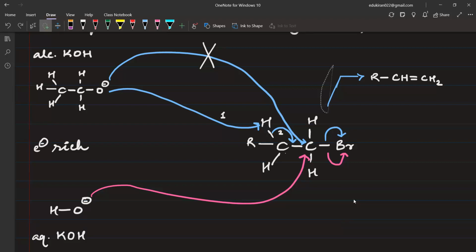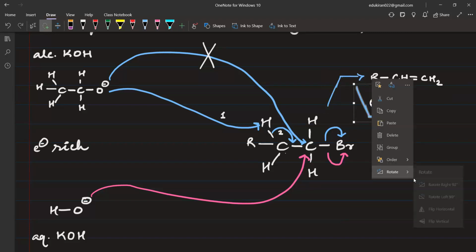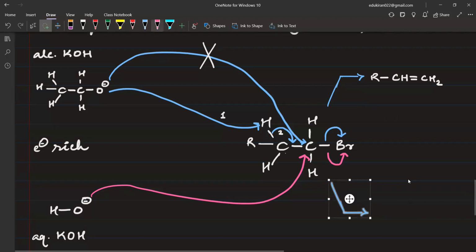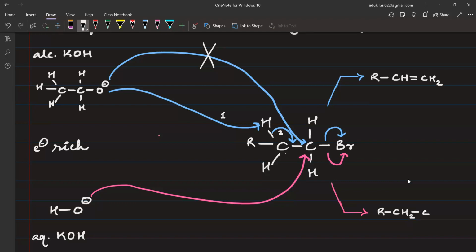This pink pathway is going to give you this R, and nothing is happening at the beta carbon, so CH2 will be as it is. Now the alpha carbon has CH2 as it is, nothing is happening to the hydrogen, but instead of Br we will write OH because the Br has been replaced by OH.